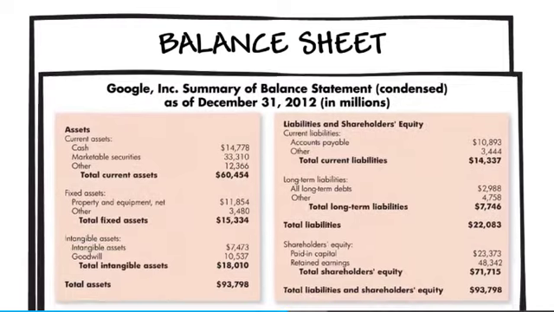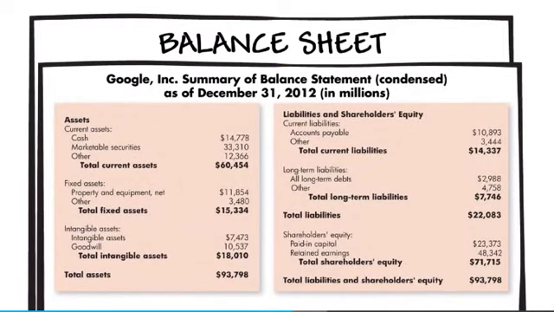Looking at Google's balance sheet as of December 31, 2012, we see that there are three general categories of assets: current, fixed, and intangible. Current assets include cash and other assets that can be converted to cash within a year, while fixed assets includes items such as land, buildings, and equipment. Google also has intangible assets, such as patents or trademarks. We see that Google reports a large amount of goodwill, which is the accounting term for the amount paid for an existing business beyond the value of its other assets.